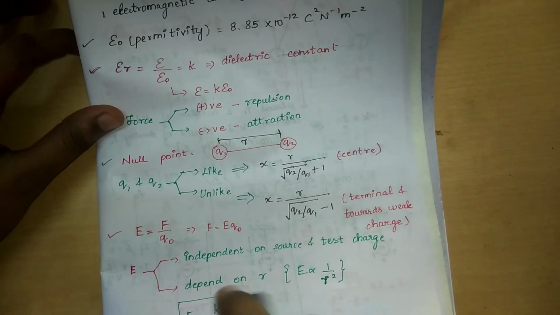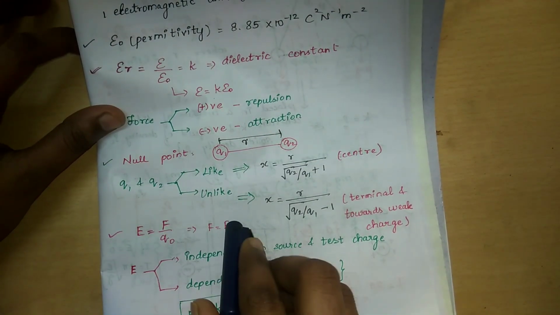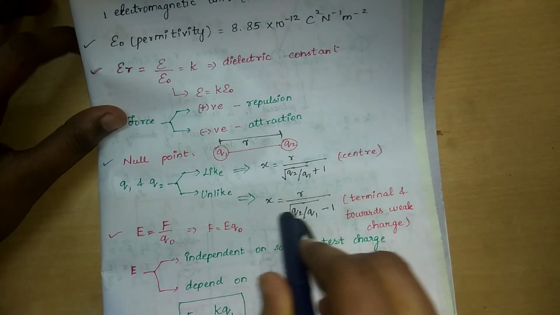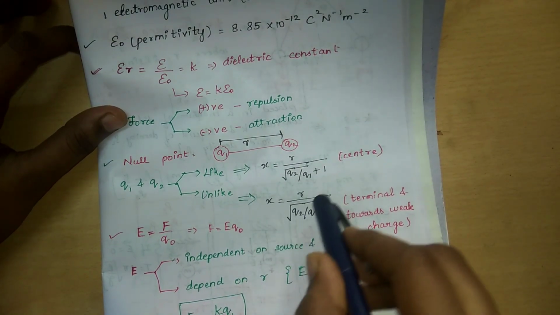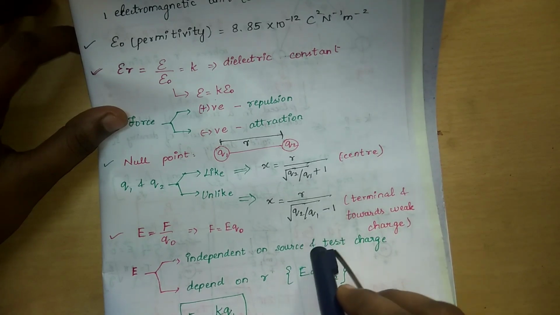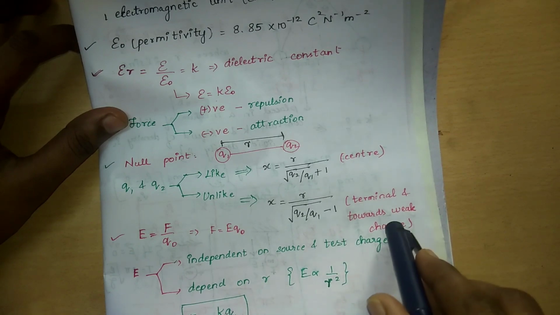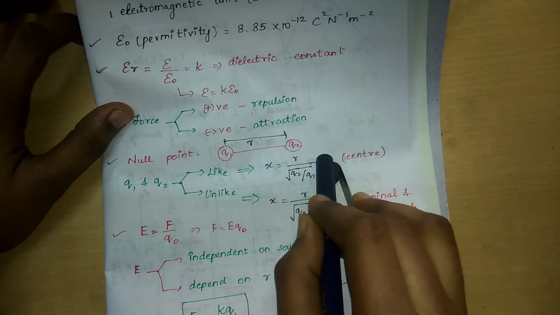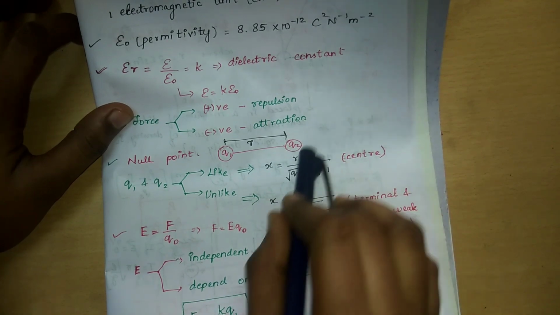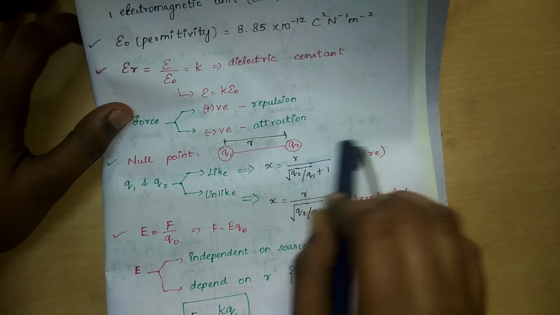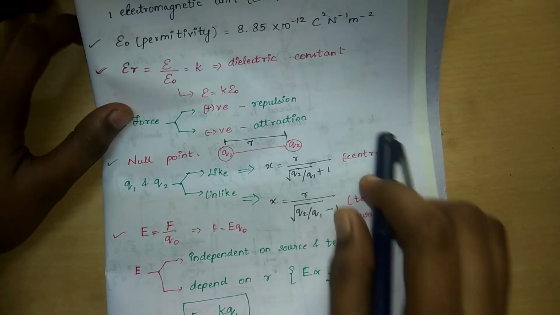Then if the charges are unlike, one is positive and the other is negative, then x equal to r divided by root of q2 by q1 minus 1, and the null point will lie at the terminal position, towards the weak charge. If this is plus 3 and this is minus 2, then 2 is the weak charge, so the null point will lie here. In this region the null point will lie.